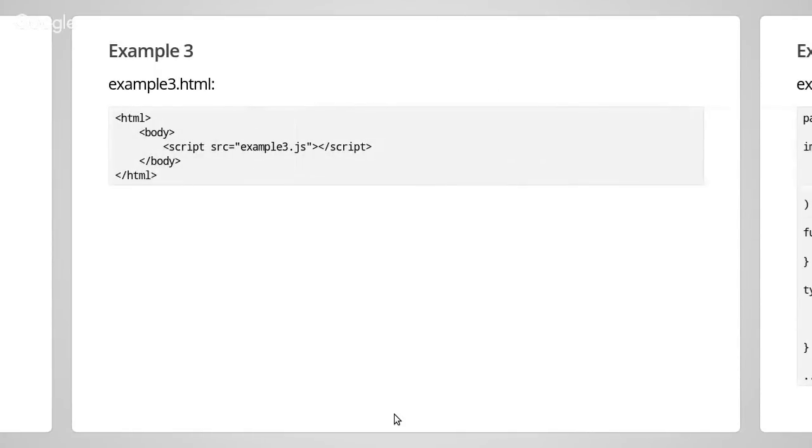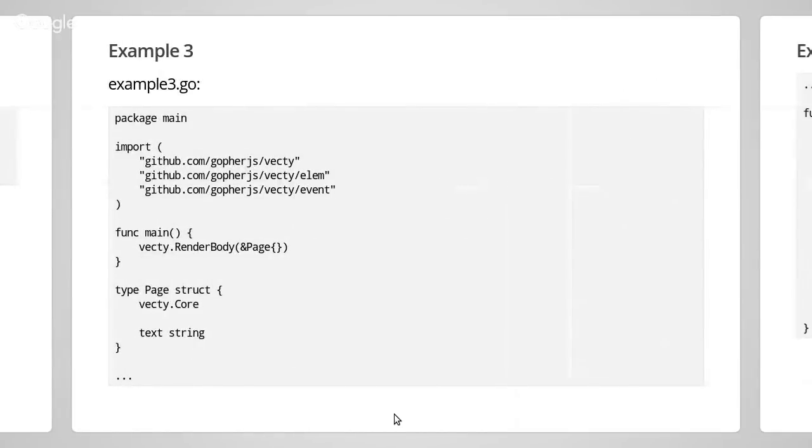The HTML file of our next example got even simpler. We don't have any divs anymore. We just include the JavaScript file. Same as before, this is the transpiled output of the Go file I am showing you later. We have a package main, we have some includes, and in the function main, all we do is we tell Vecti to render HTML body.